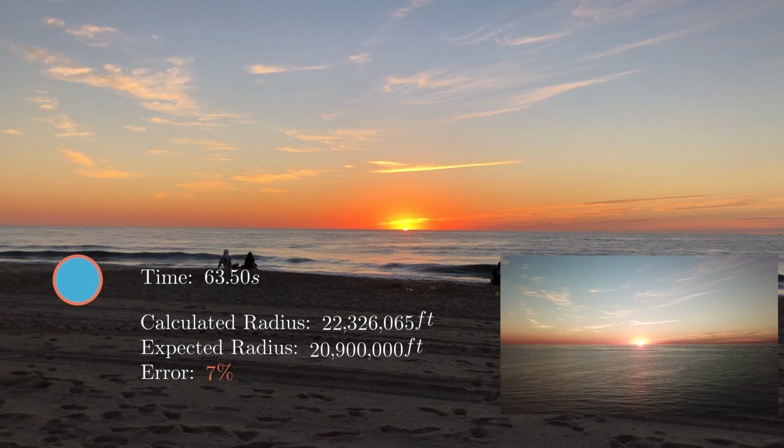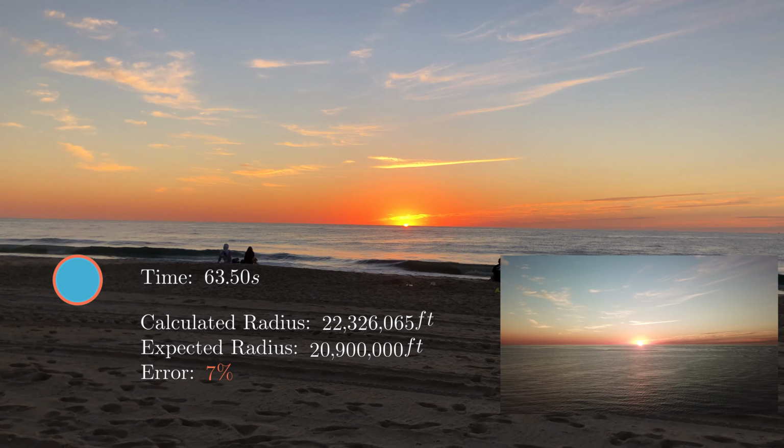In the end, our hard work paid off. We were within 7% of the expected value.